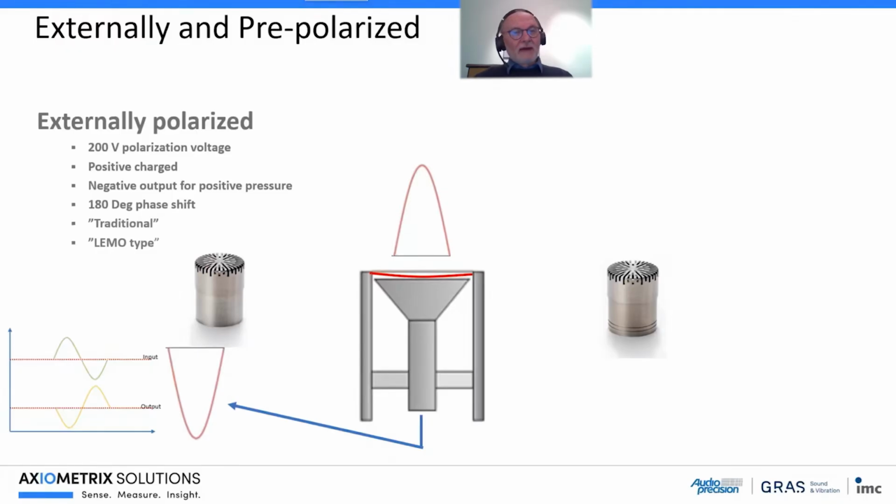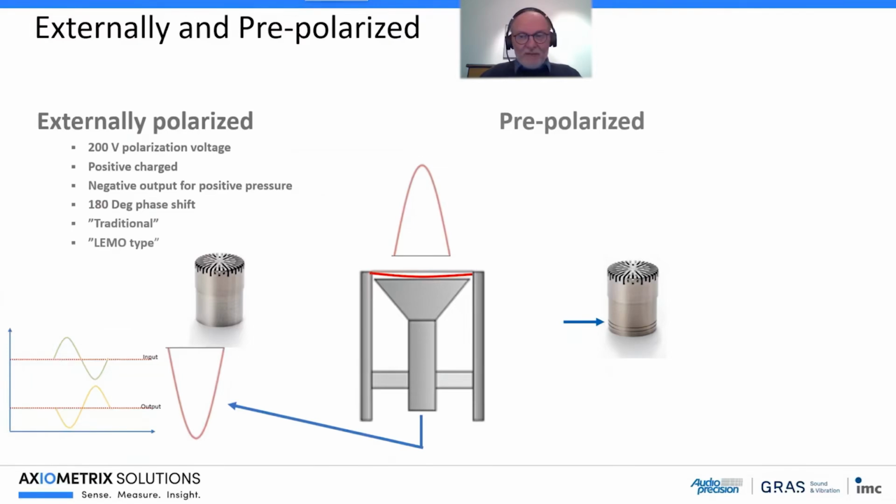Externally polarized microphones are also called traditional microphones or LEMO type microphones. LEMO type is actually due to the preamplifier you normally have to use with these microphones. Actually, you cannot use a microphone without a preamplifier. So with externally polarized microphones, you normally use a preamplifier to supply the microphone correctly.